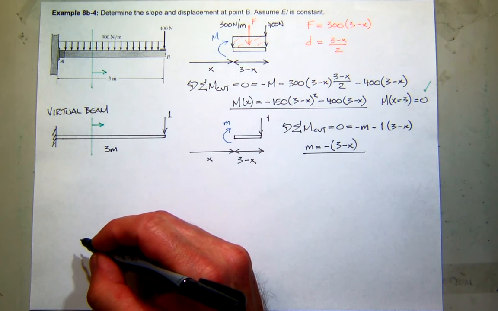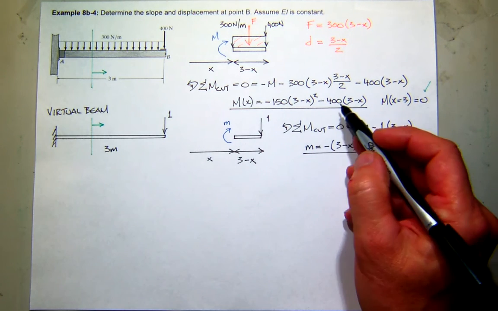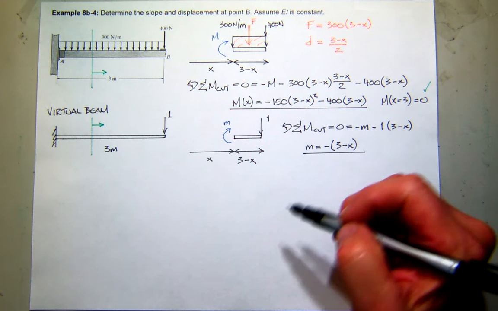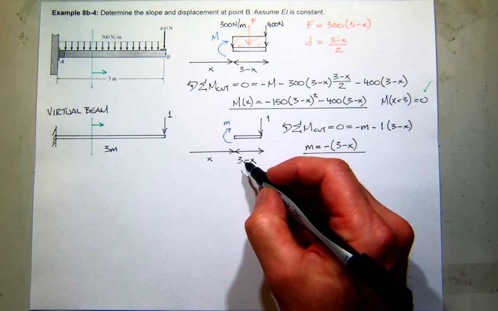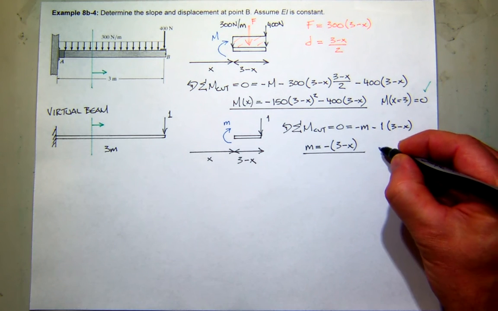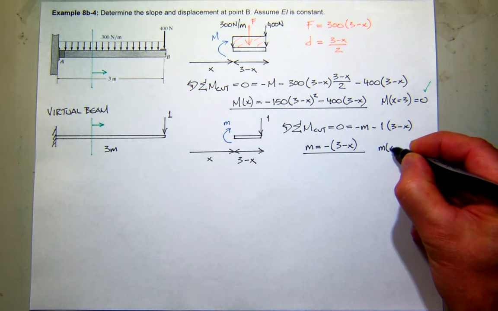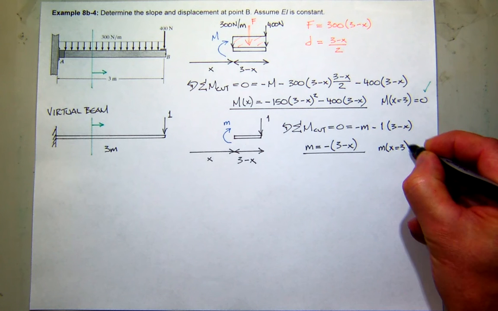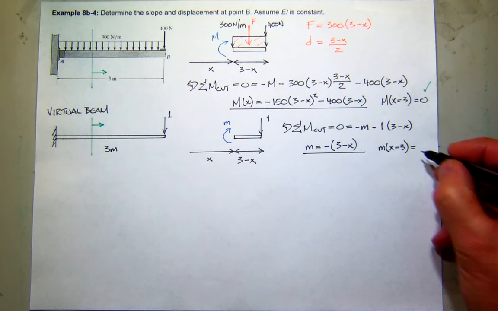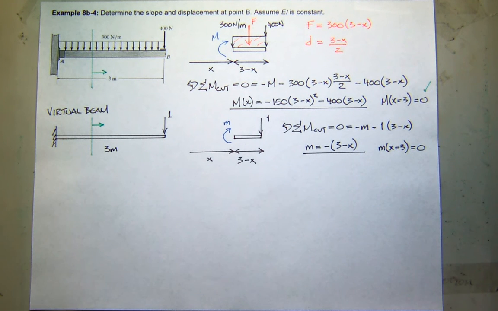So it looks like the virtual moment is just going to be negative 3 minus x, or x minus 3. I'm going to leave it like that because it kind of matches this other one up here. Can I check that? What should be the virtual moment at, say, x equal 3? The free end should be 0. And it looks like our equation gives us that. So again, that's confirmed.